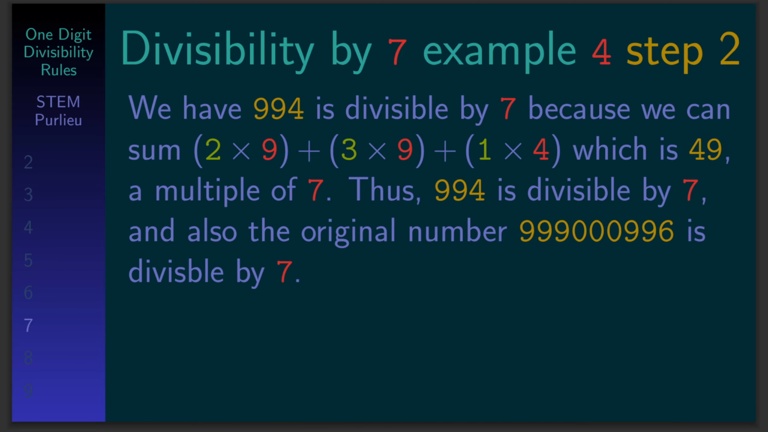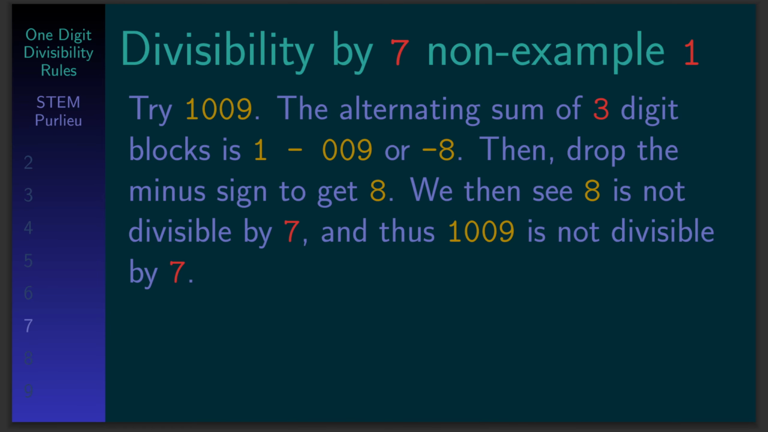We have 994 is divisible by 7 because we can sum 2 times 9 plus 3 times 9 plus 1 times 4, which is 49, and 49 is a multiple of 7. Therefore, 994 is divisible by 7, and also the original number 999,996 is divisible by 7. Here's an example that doesn't work out the same way. In the number 1009, the alternating sum of 3-digit blocks is 1 minus 9, or minus 8. We can drop the minus sign to get just 8. We can then see that 8 is not divisible by 7, and thus 1009 is not divisible by 7.